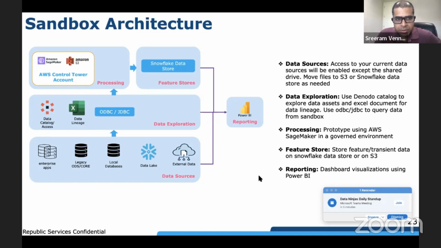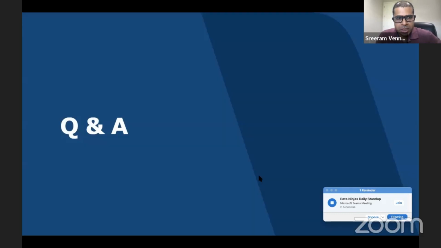We also enable Snowflake Sandbox, where the users have ability to publish their own data and start consuming it through Power BI if needed for dashboard and reporting. So that's a very high level detail on how the sandbox architecture works at the public services.